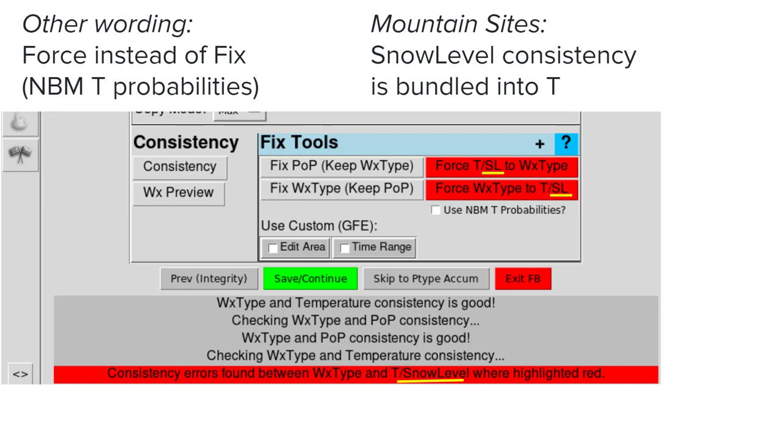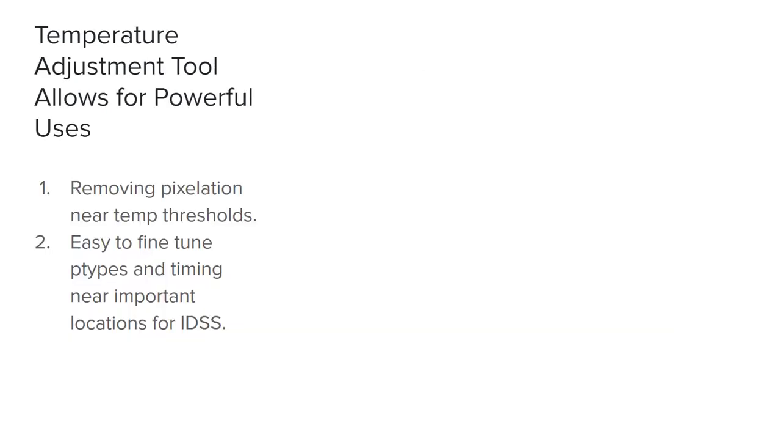If you are a mountain site and using snow level, you'll see your buttons and messages contain snow level or SL on them. Snow level is bundled into the temperature consistency. The ability for ForecastBuilder to automatically adjust temperatures allows for some really powerful uses. The first, it can remove pixelation near temperature thresholds.